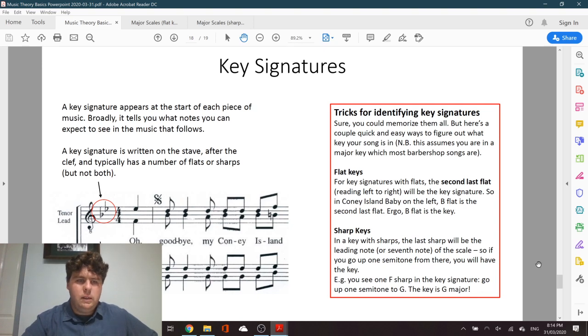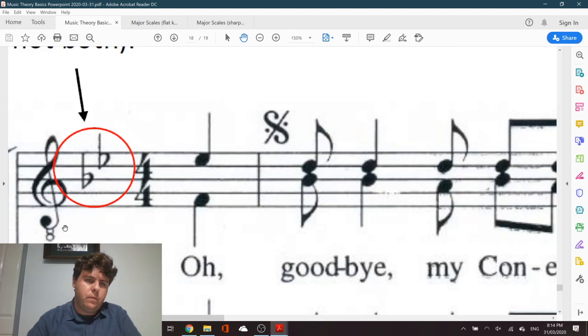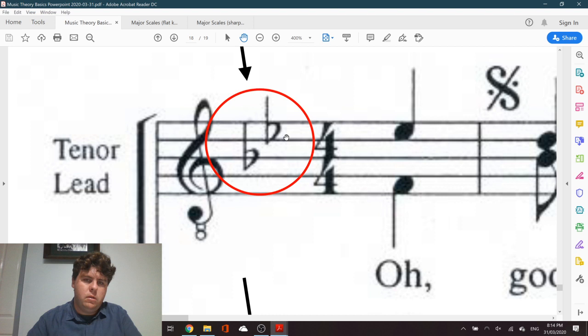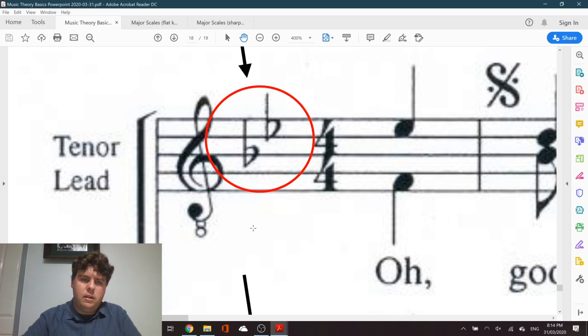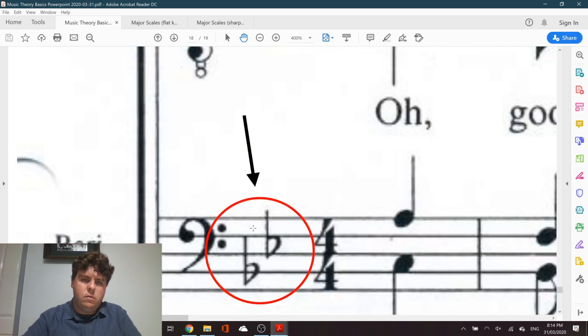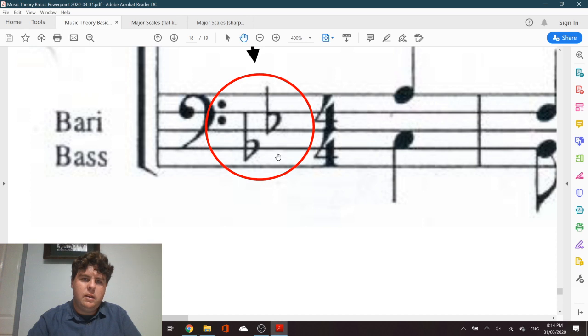Okay, key signatures. A key signature appears at the start of each piece of music. Broadly, it tells you what notes you can expect to see in the music that follows. A key signature is written on the stave after the clef and typically has a number of flats or sharps. It never has both, it's one or the other. So this is the key signature. You can see it's in the sub-octave treble clef, and also down here in the bass clef as well. It has to be in both clefs.